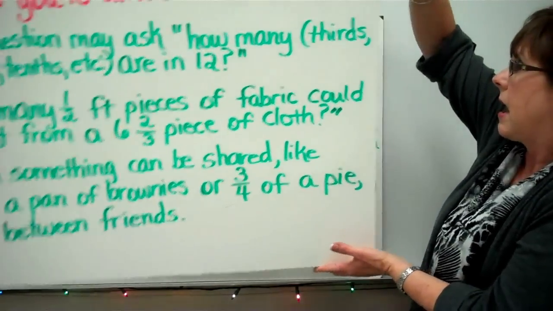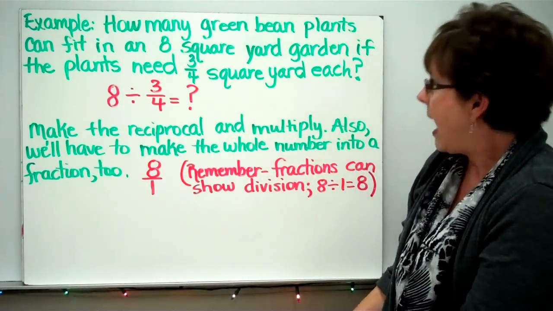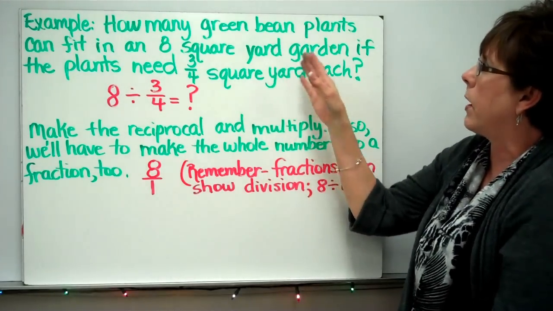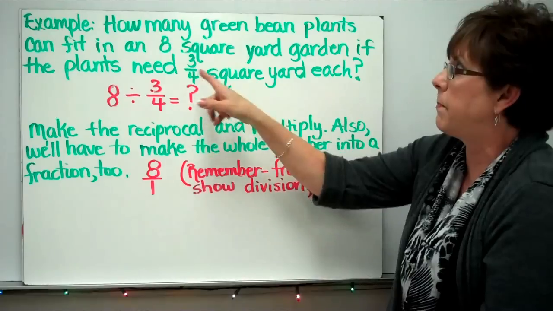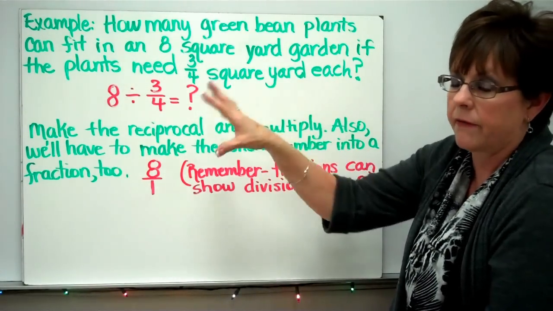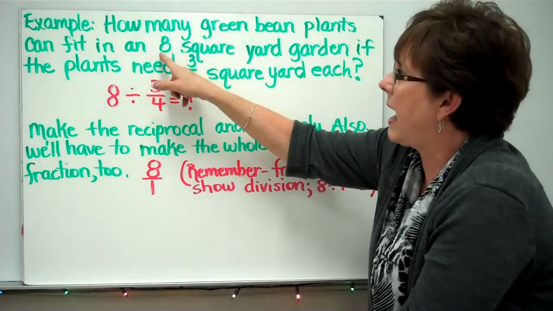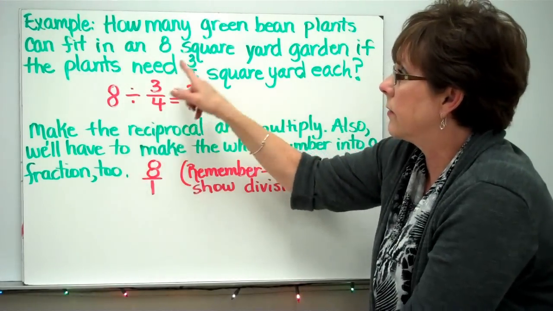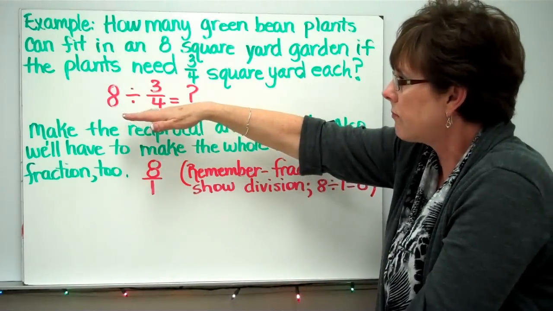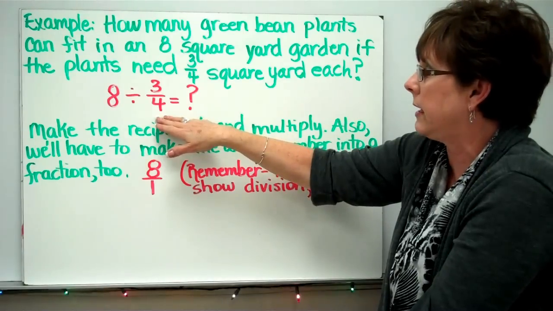All right? Here's an example. How many, there's that how many again. How many green bean plants can fit in an 8 square yard garden if each of the plants needs 3/4 of a square yard? Every one of them needs its own little section. All right, so we've got 8 divided by 3/4. So we've got an 8 square yard garden, pretty good sized garden, and you're going to divide it up into little sections, 3/4 of a square yard each.